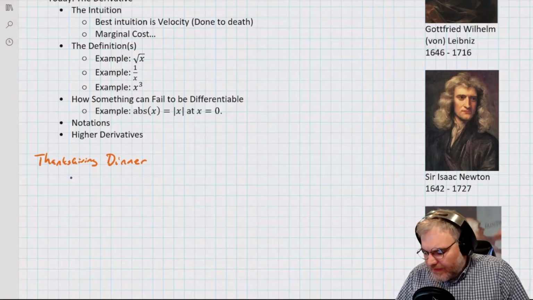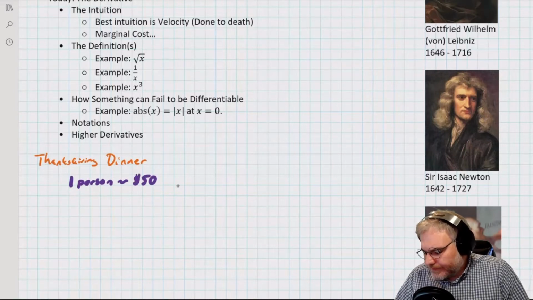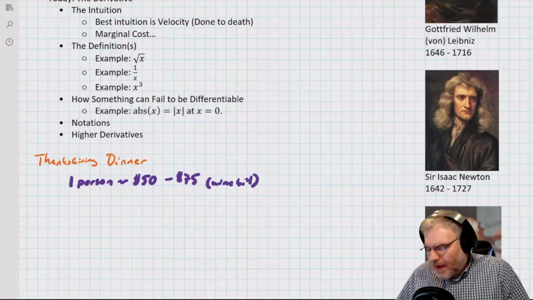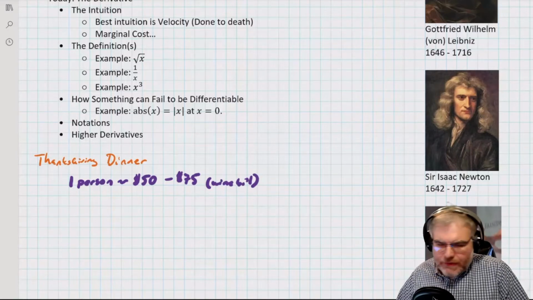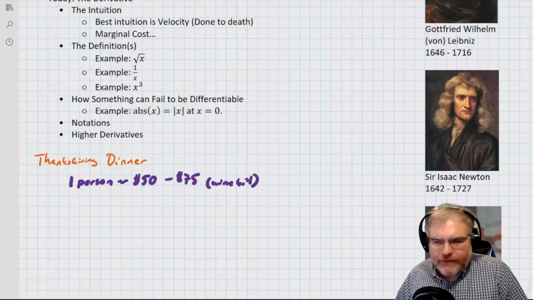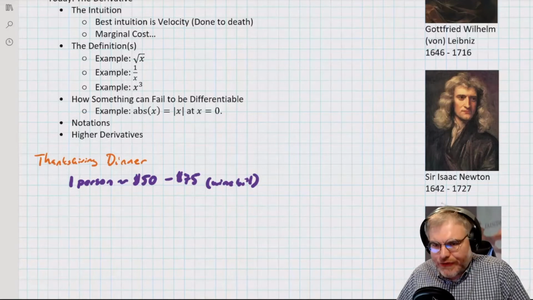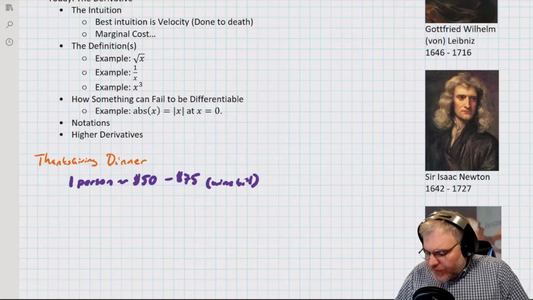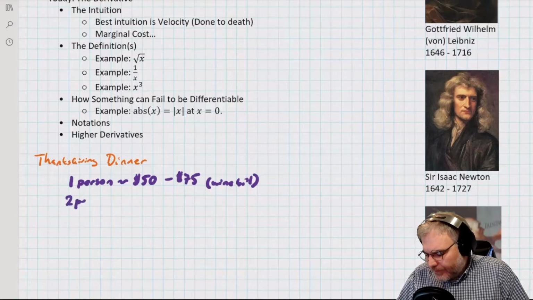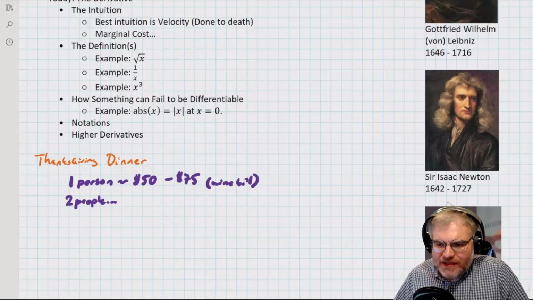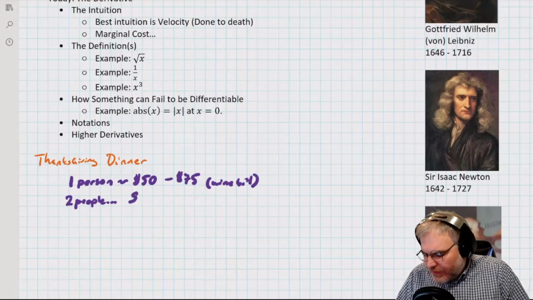So one person, if I'm just doing one person, it's like circa $50 to 75 depending on the wine bill, you know. So this is me. I order like part of a turkey, and I don't cook anything. I just order on Uber Eats. Now, if it's two people, right, I'm going to spend like $125. There's two of us.